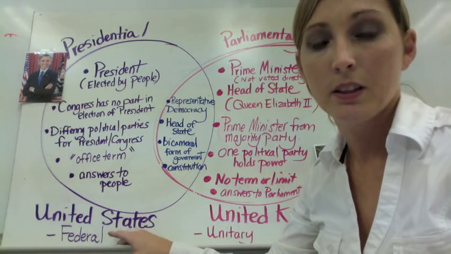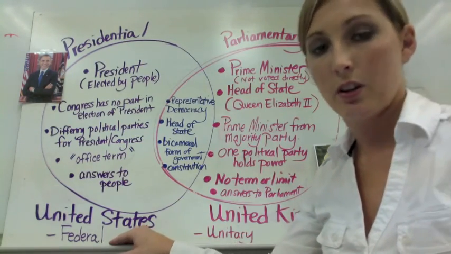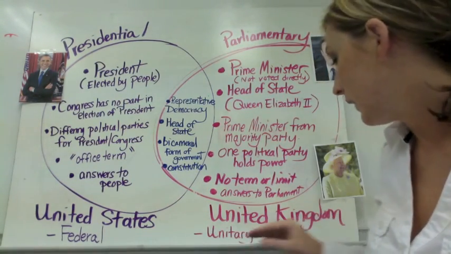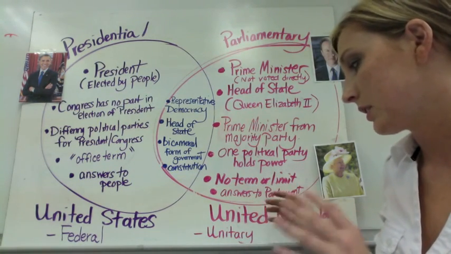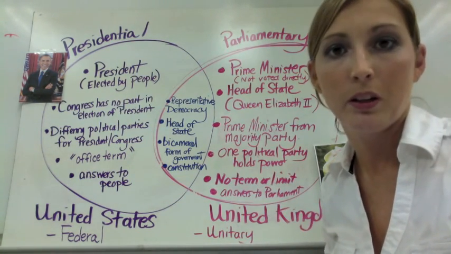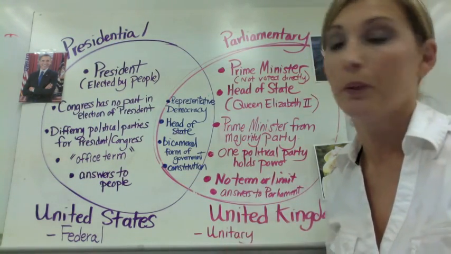We talked about systems of government. So a federal is when the power is shared. That should be a review. And then the United Kingdom is a unitary. So the power is not necessarily shared. The central government is the stronger, has most of the power.